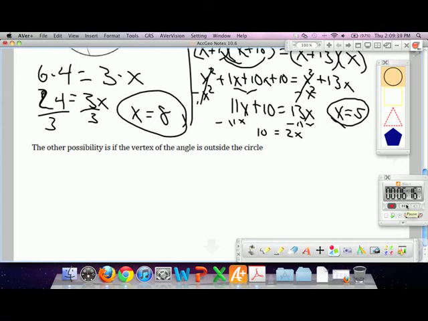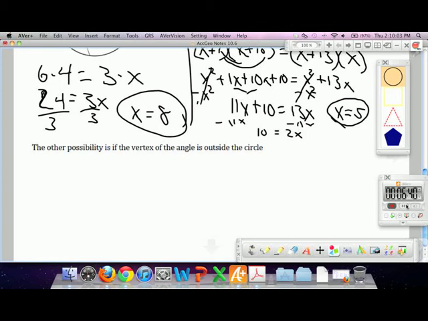Our other possibility, like we saw yesterday, folks: if two lines or two segments are going to intersect, they either are going to intersect inside the circle or they'll intersect outside the circle. Those are only two choices. Our first choice we've already looked at, what if they intersect inside. So now we're going to look at what happens if they intersect outside.